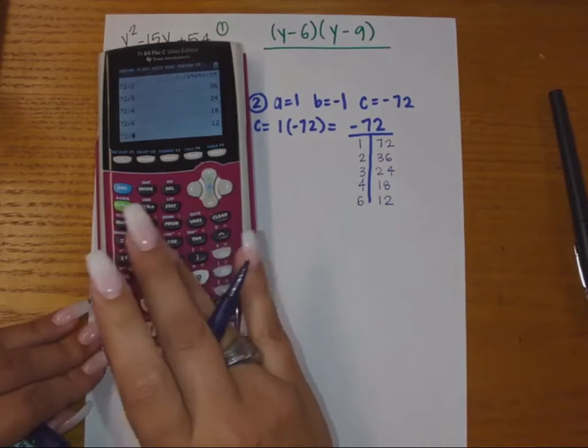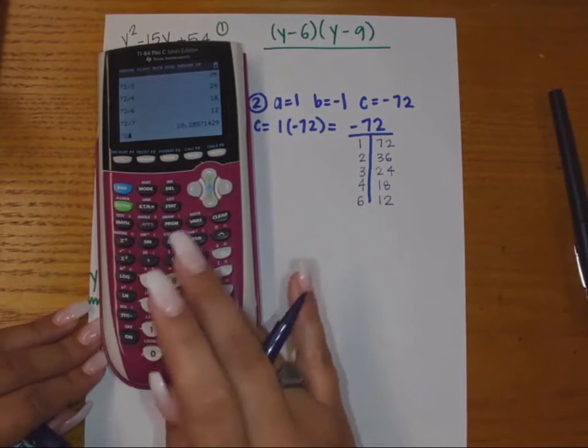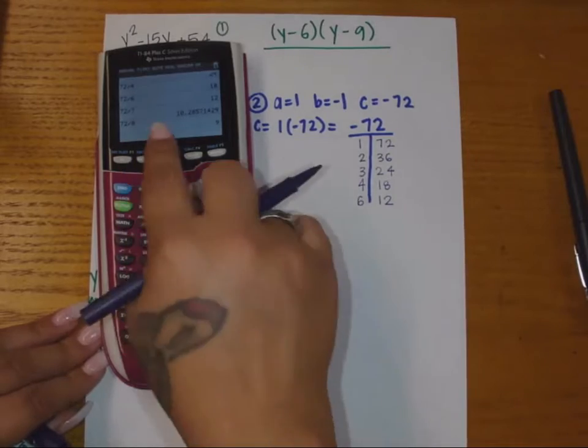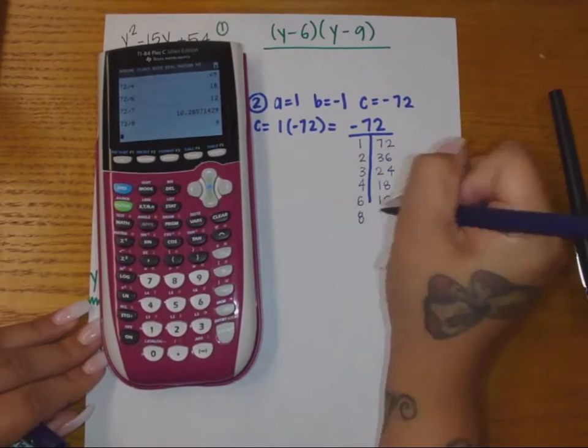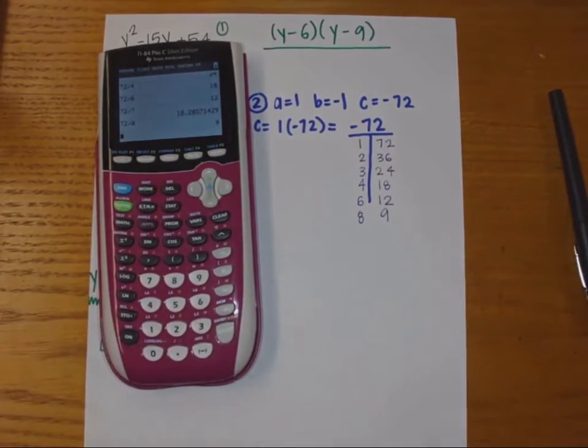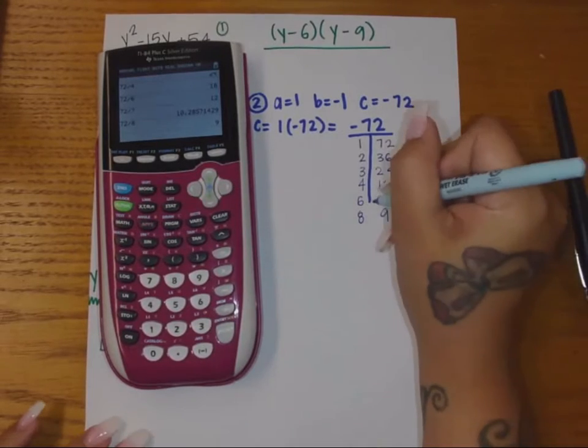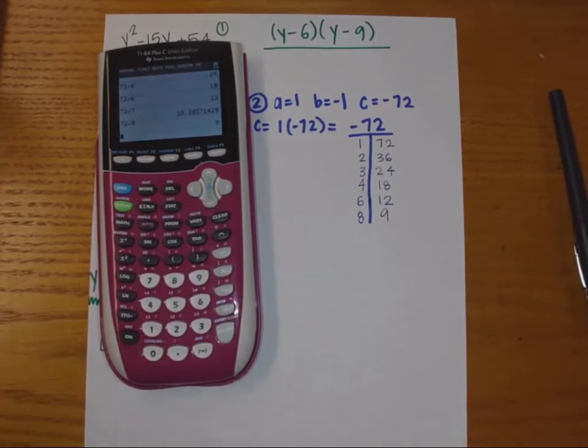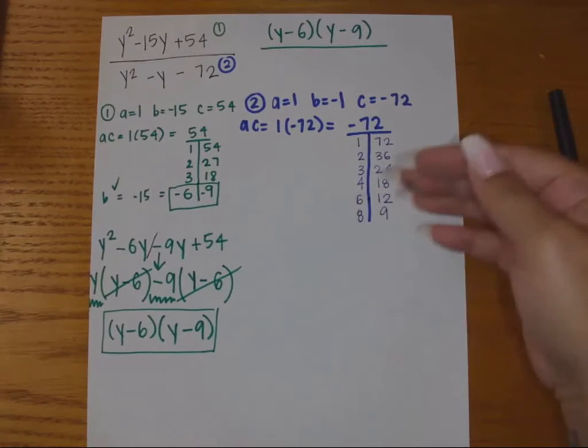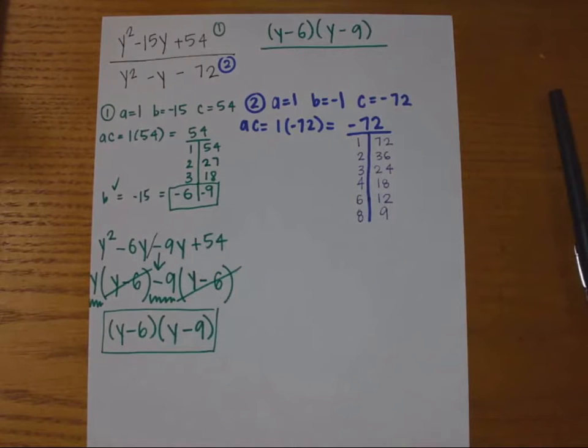I don't think it's divisible by 7. Do you see I'm just going through here, trying a few numbers? It is divisible by 8, and that gives 9. And like I said earlier, once you get to a point where, if you keep going, you're just going to be writing the same things down again, you can just go ahead and stop.